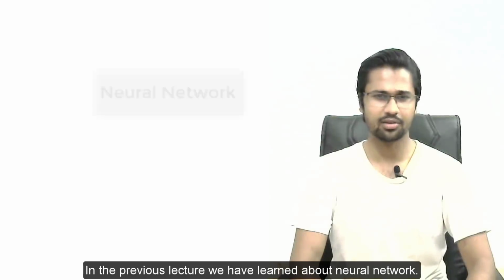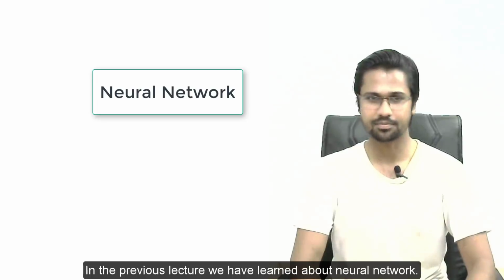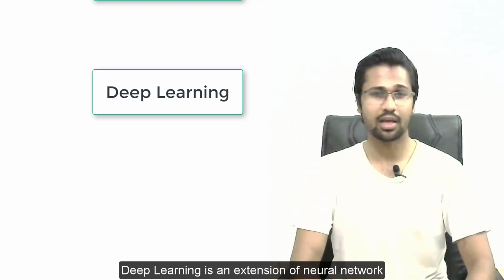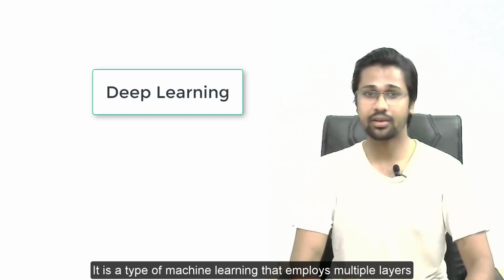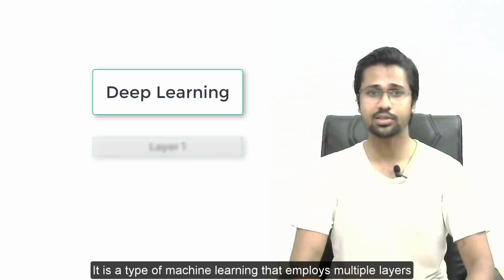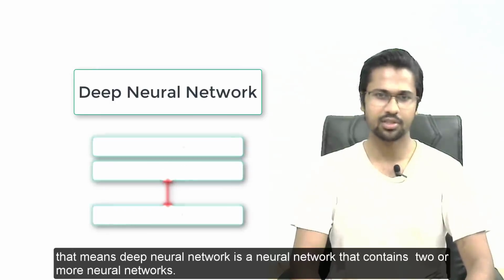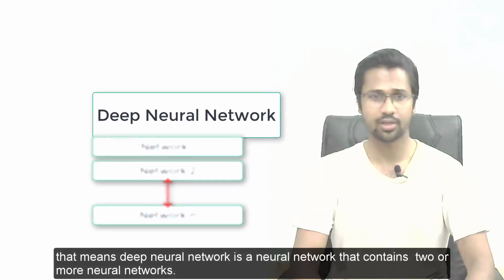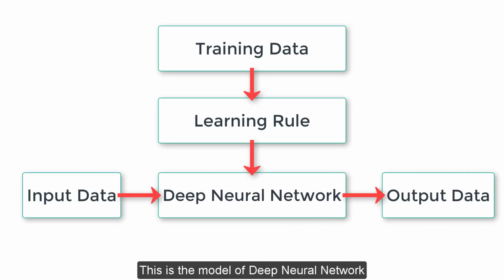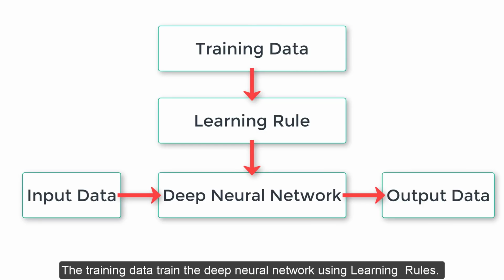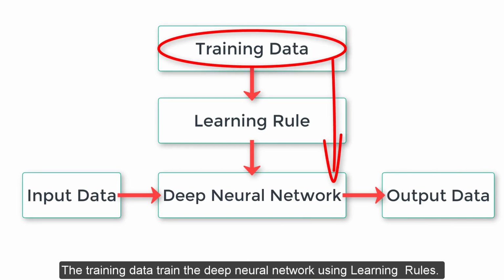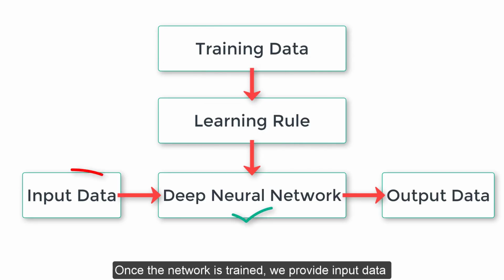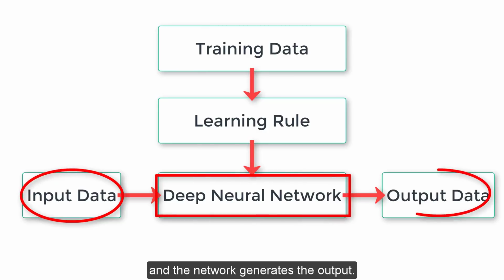In the previous lecture, we have learned about neural network, and now we are ready to learn deep learning. Deep learning is an extension of neural network. It is a type of machine learning that employs multiple layers. That means deep neural network is a neural network that contains two or more hidden layers. This is a model of deep neural network. The training data train the deep neural network using learning rules. Once the network is trained, we provide input data and the network generates the output.